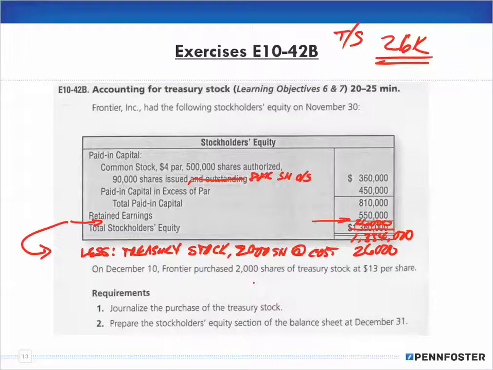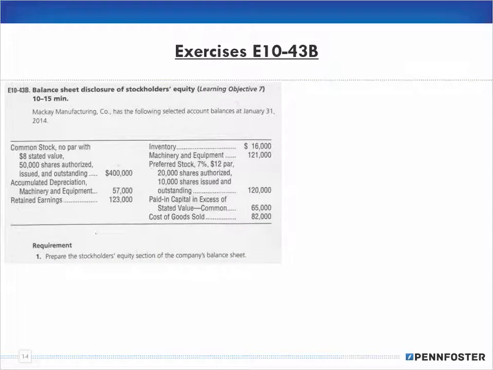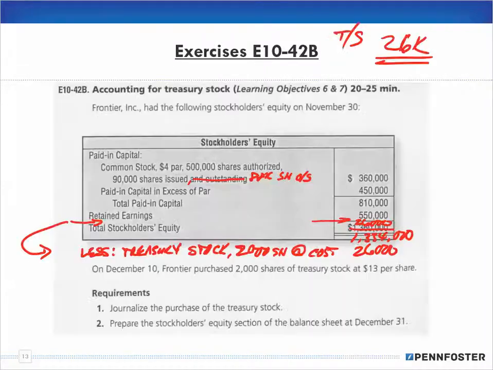All right, let's see. Can we do one more? Balance sheet disclosure. Prepare. I'm going to pause here and work on this exercise in the next video.